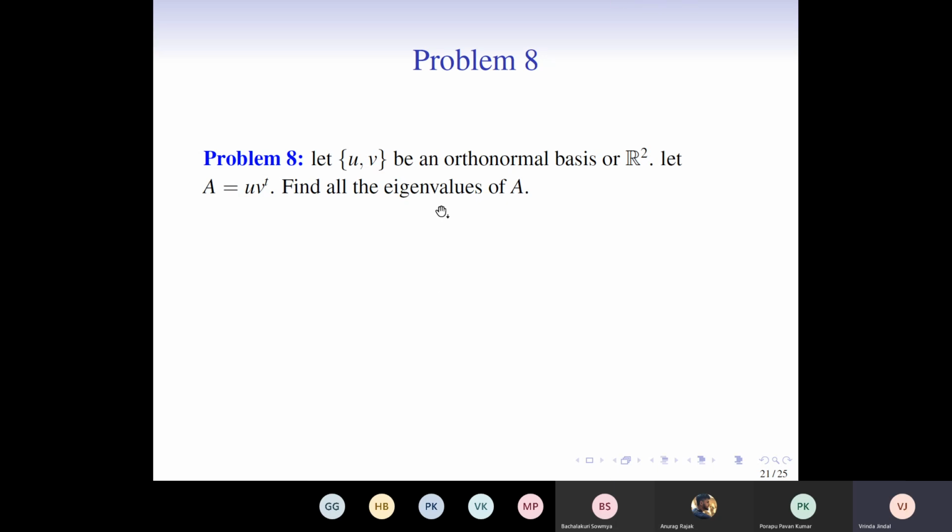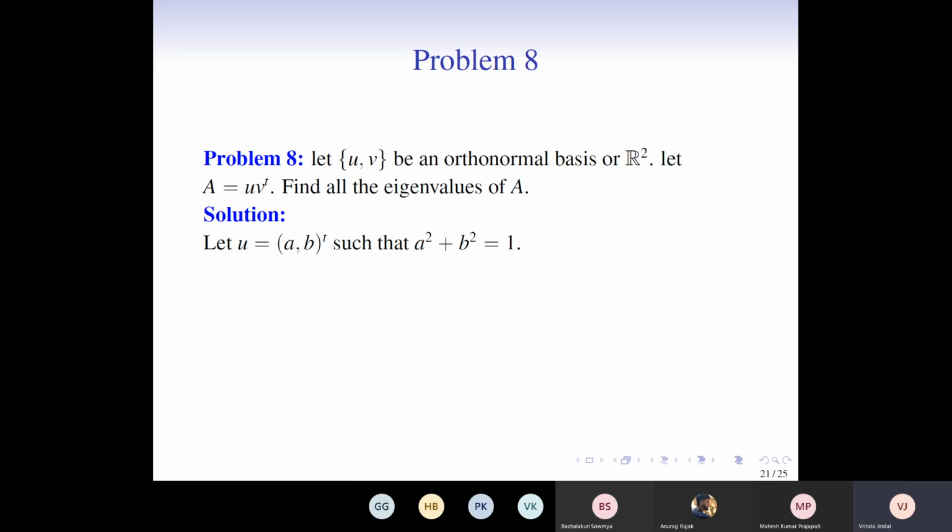This is the last question of this tutorial. This is a relatively simpler problem. So we say that U and V form an orthonormal basis of R2, and we define a 2 cross 2 matrix A as U V transpose. Now we need to find all the eigenvalues of A.